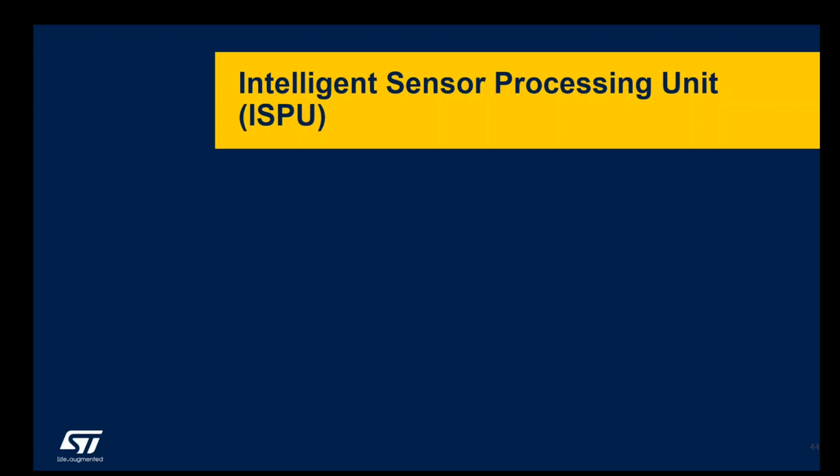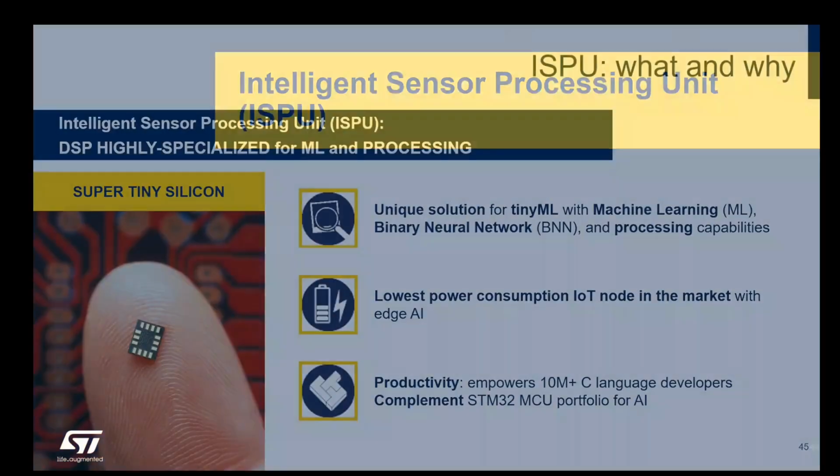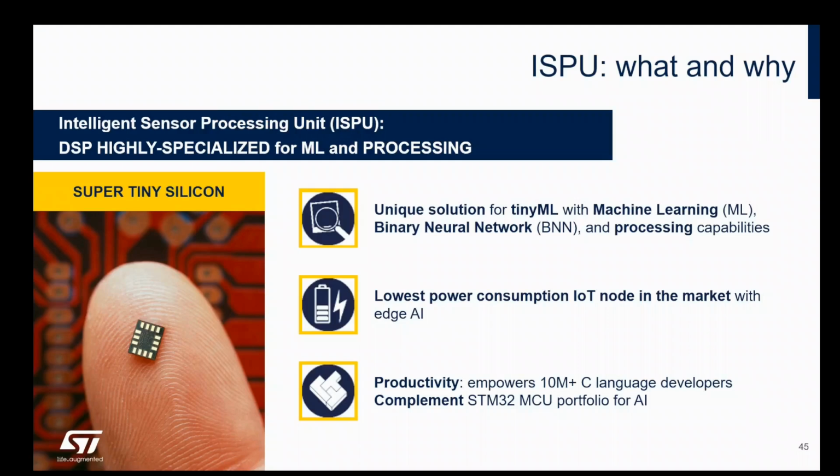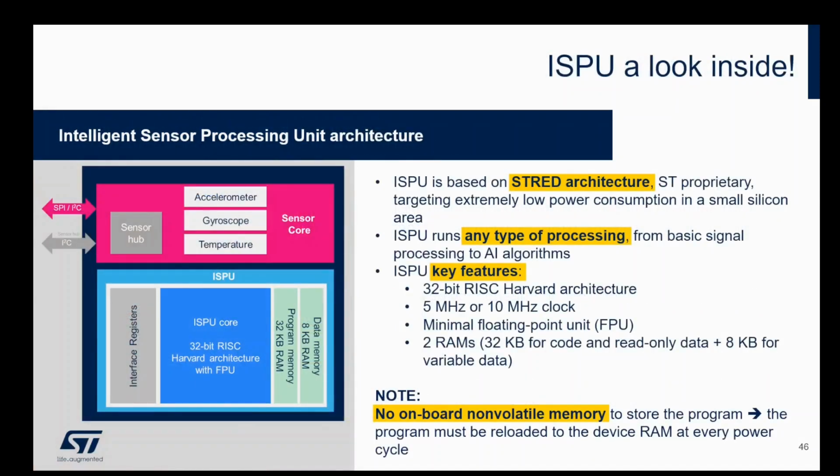So we talked about MLC. Now another flavor of this is ISPU, Intelligent Sensor Processing Unit. ISPU is a unique solution for TinyML from ST. What it allows you to do is run your C code on the sensor. Now this is also, again, not a general purpose microcontroller, but ISPU is based on the STRED architecture. This is an ST proprietary architecture. Extremely low power consumption on a very small silicon area. So ISPU can run any type of processing logic from basic signal processing to AI algorithms. You can implement your sensor calibration logic, you can implement a BNN, binary neural network, on ISPU.